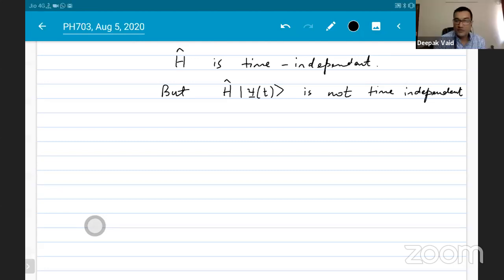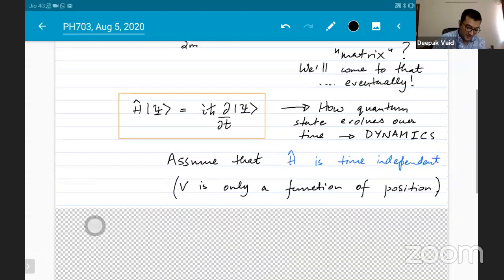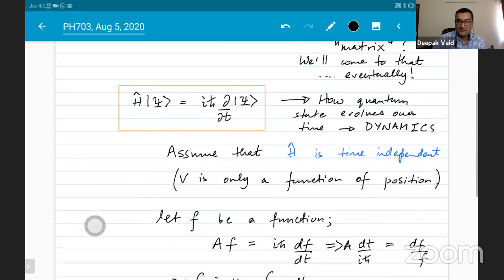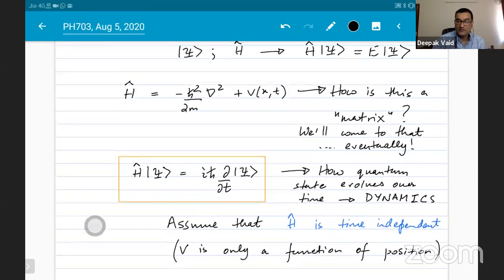Preet, did you have a question? Sir, how does the wave equation of an electron in a potential well relate to this solution you got? It is exactly the same. We will talk about how it is the same in future classes. I cannot cover everything in one class, otherwise it will be too much.